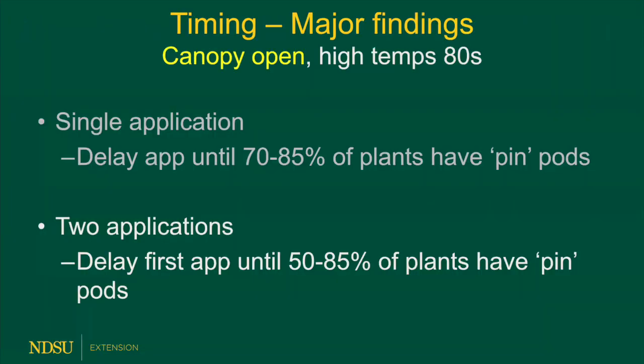Okay, so the message here is that if the canopy is open and you're going to look at 2 applications, you probably still want to delay your first application until 15 to 80% of the plants have pin pods. And that is a little bit counterintuitive initially, but if you think about it, when the canopy is closed, when it starts closing, is when the conditions become highly favorable because of the long dew periods and things.